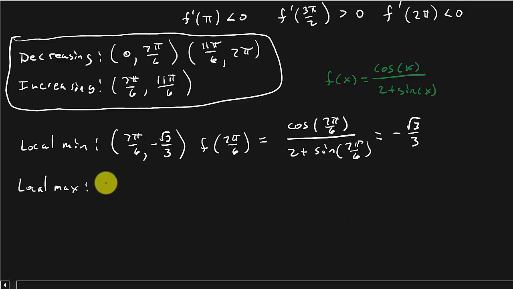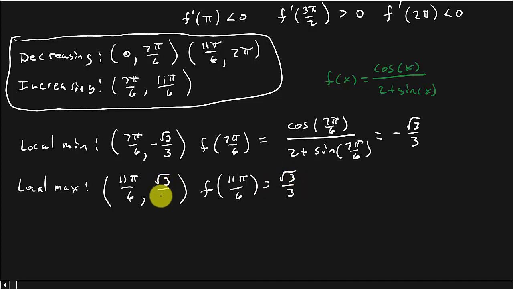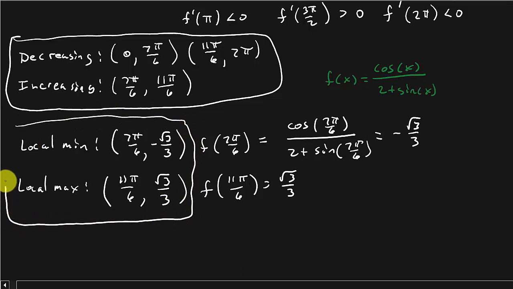And then we do the same thing here. We have a max at 11 pi over 6, and so we would do f of 11 pi over 6. And that is going to give us square root of 3 over 3. Positive square root of 3 over 3. So there's your local max and min.